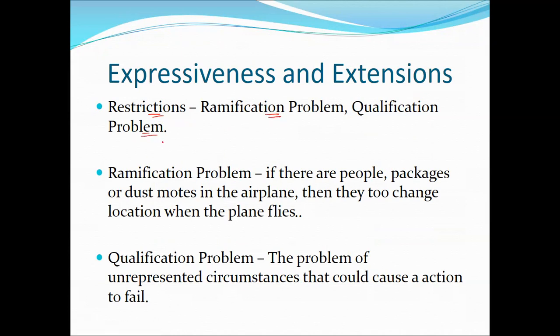So what is a ramification problem? This is how the ramification problem is defined. If there are people, packages, and dust mites in the airplane, then they too change their location when the plane flies. So in STRIPS, in the previous example, we have discussed fly(p, from, to), which means the plane is flying from this location to this location. It's not only the plane is flying, right? Along with the plane, people are also flying, whatever things are in the plane are also flying. So how will you represent that? That problem is called the ramification problem.